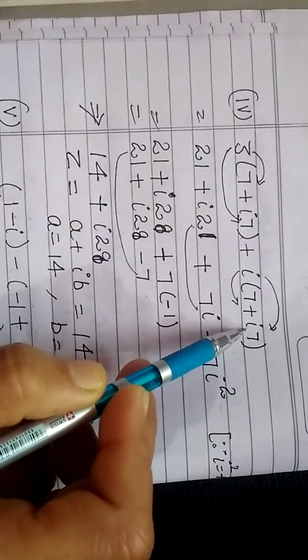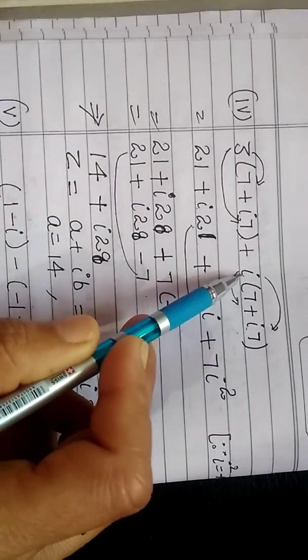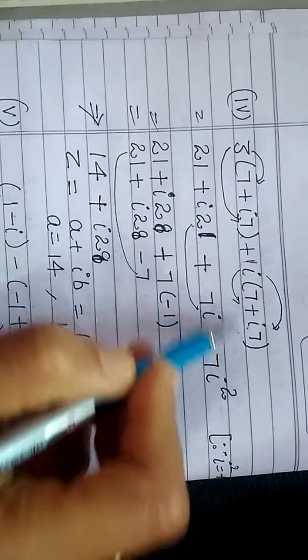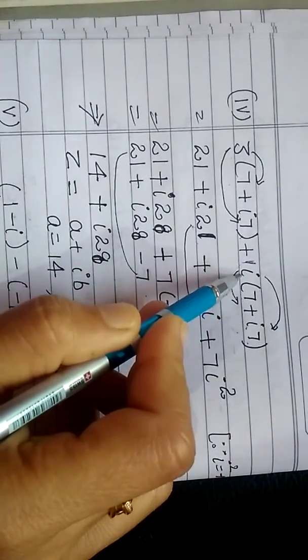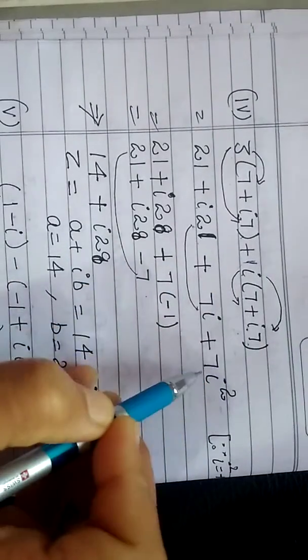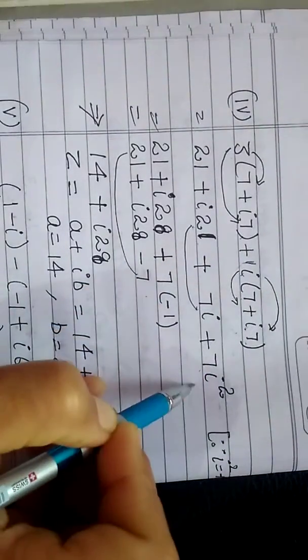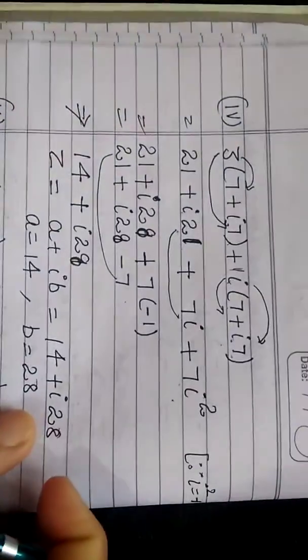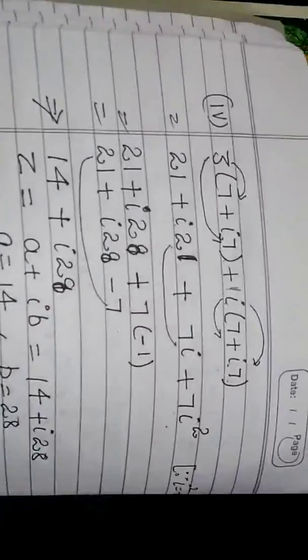Iota multiplied with iota, and what is the coefficient of iota here? It is 1. So real part will multiply with the real, and iota will multiply with the iota. So 1 multiplied by 7 is 7, and iota multiplied by iota is equal to iota square. Iota square, and you know what is the value of iota square? Iota square is equal to minus 1.